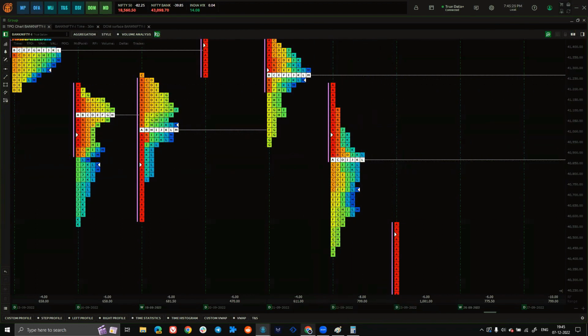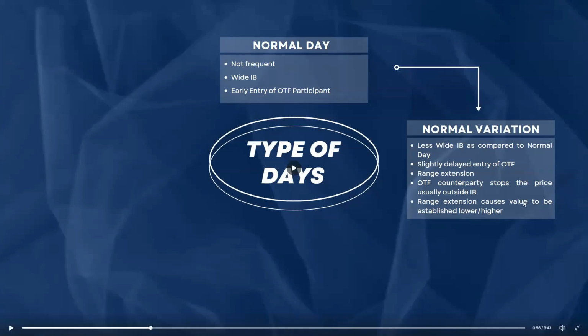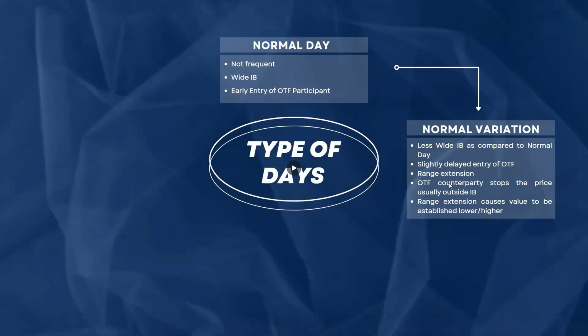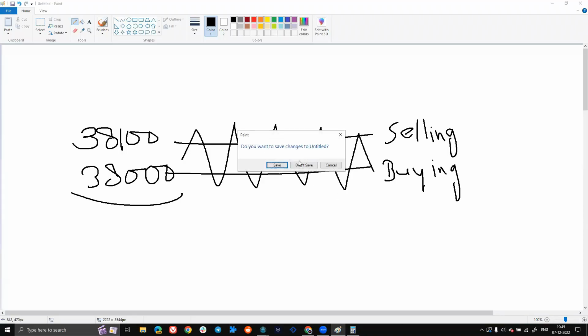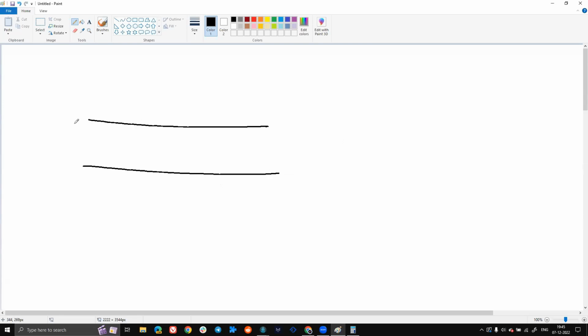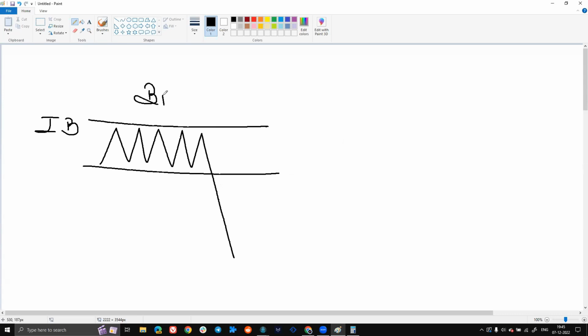And on this day, theoretically, what happens is that range extension, the IB extension, takes place, and the market breaks out of the initial balance. So the market gets imbalanced, but soon it finds the counterparty, the OTF, the big player. Let's say selling started. Let's say this is the initial balance, and the market was oscillating, then suddenly broke out because of the presence of a big seller. So IB is medium.